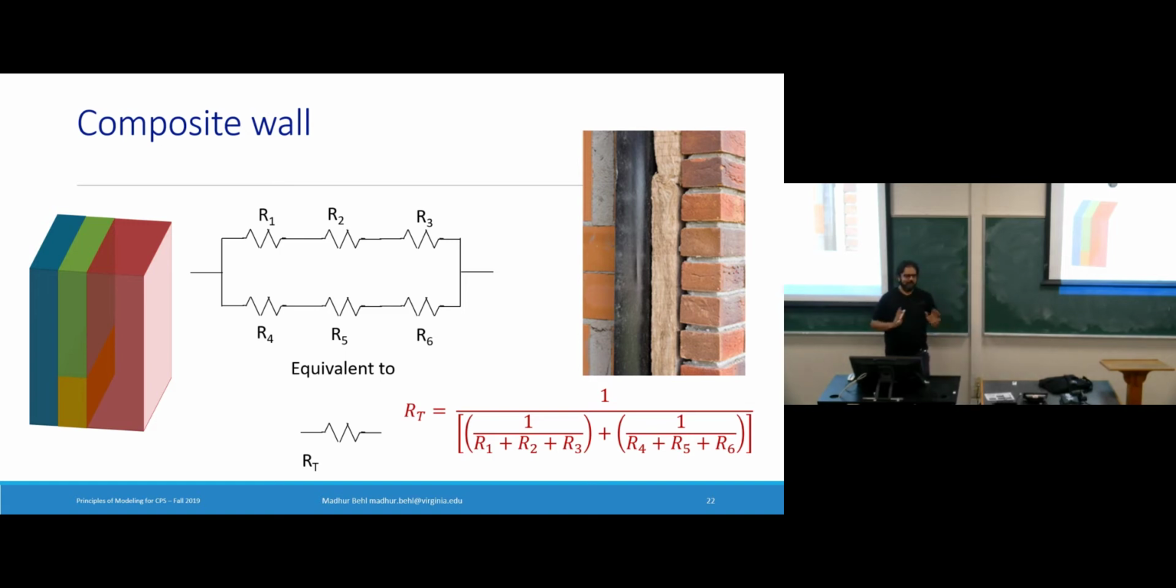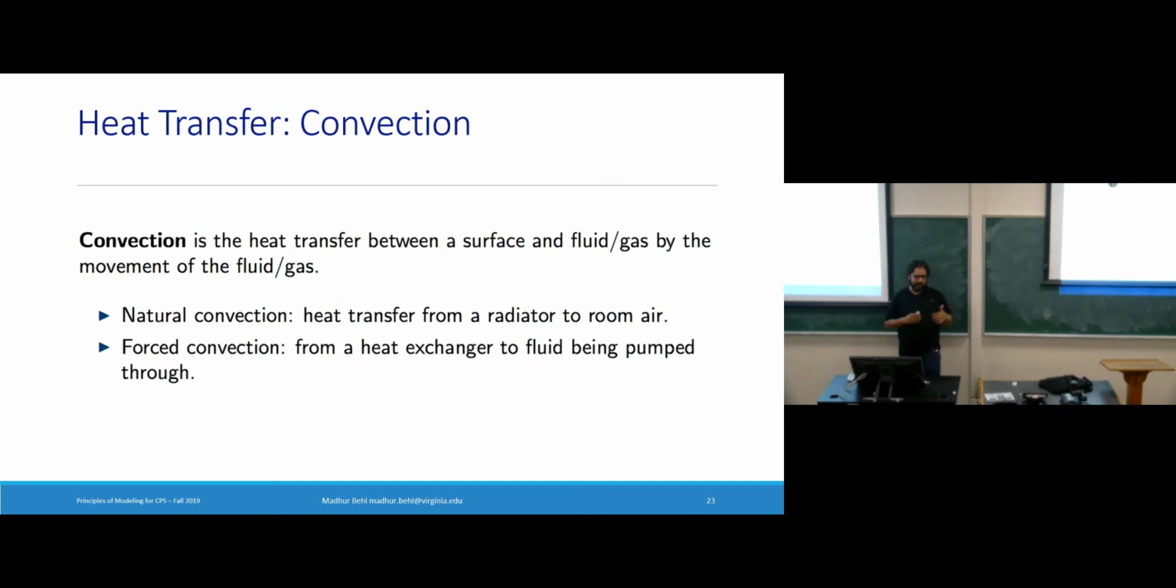Okay, so this is all you need to know about conduction. Essentially, that equation Q dot equals delta T by R, where R is L over KA, where K is the conductivity, and then you can compose these resistances to model whatever. The next mechanism of heat transfer is called convection.